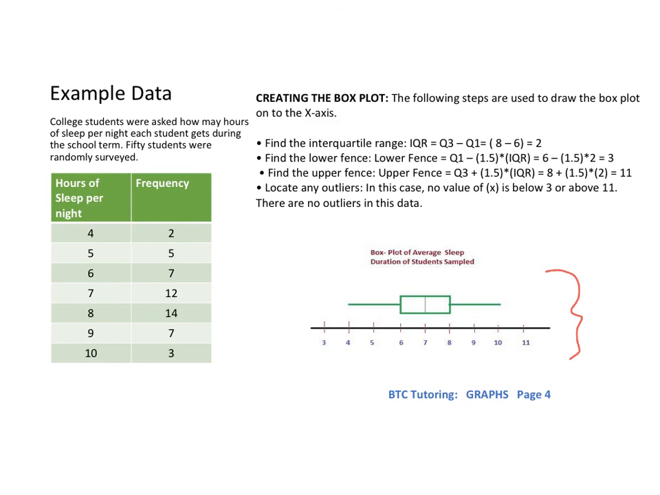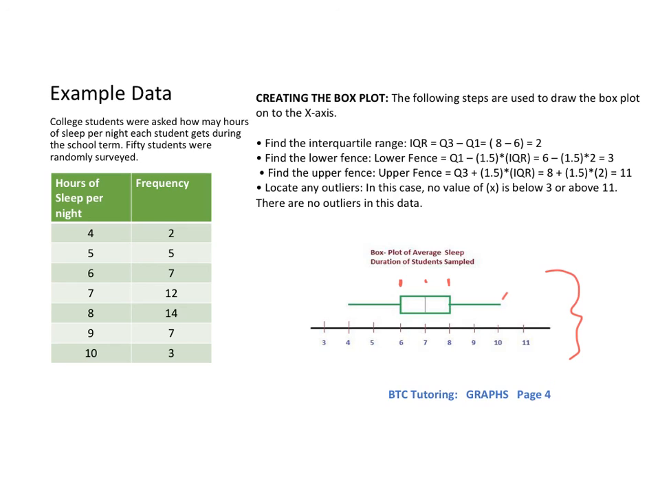We have the median at 7, and we draw a line there. There's our median. And then here's Q1, and here's Q3, and so we draw a box around that. And here's the upper fence value. So we get the upper fence, which is 11, but the only value that's below the fence, that's our nearest whisker, we call it, is at 10.